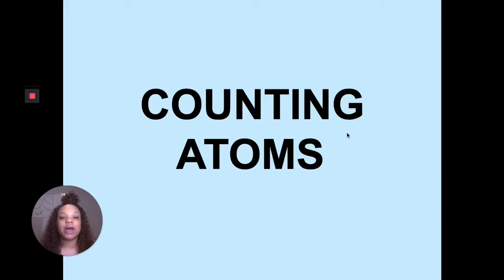Today we're going to be talking about counting atoms. So we've already started working with our periodic table. We know where our metals are located. We know where our metalloids are located. We know each atom is made of protons, neutrons, and electrons. So we're going to utilize this periodic table today in order to count atoms. So take out your notebook, take some notes.